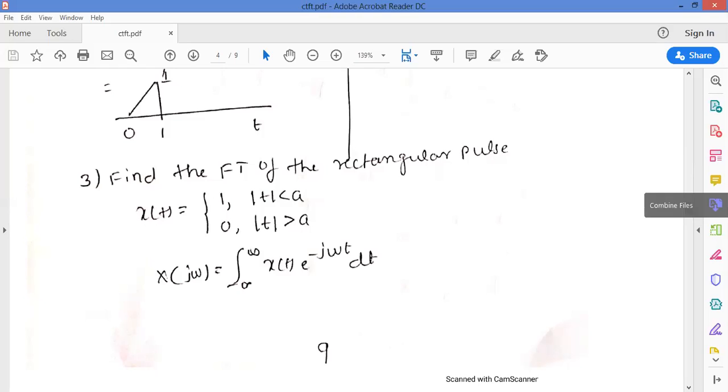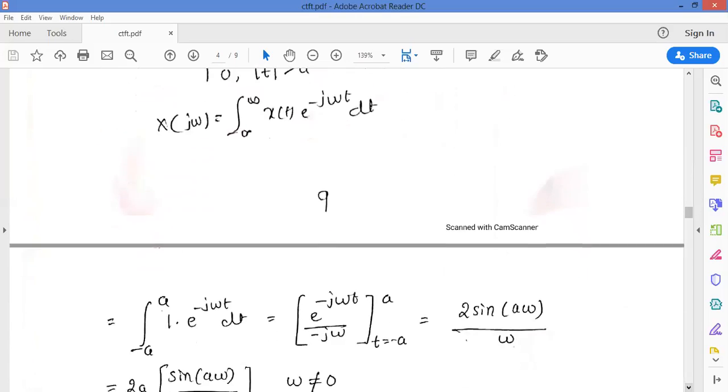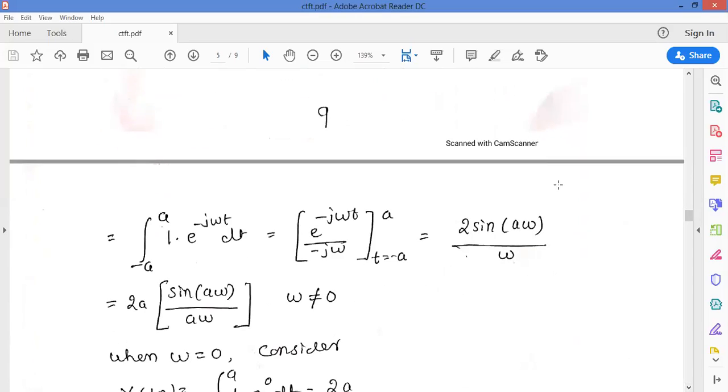Okay. What is a rectangular pulse? Can anybody answer? What is a rectangular pulse? A rectangular pulse is equal to 1 between the limits. So I said it is 1 for mod t less than a. So this is equal to the integral from minus a to plus a, of 1 into e power minus j omega t dt.